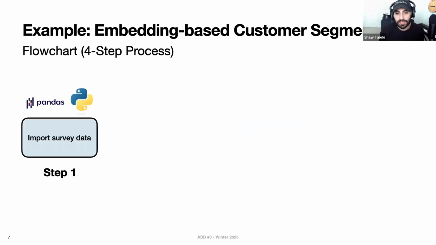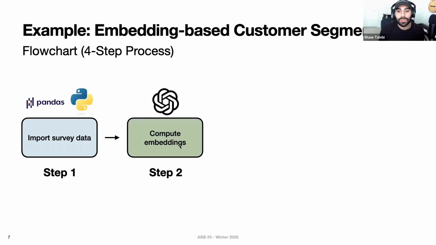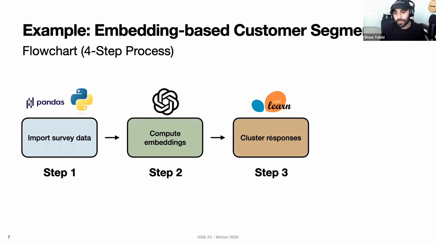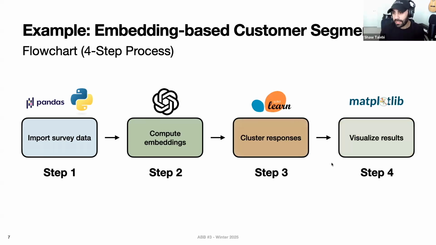That kind of brings us to the solution I'm going to talk about in this talk, which is using these embeddings to do customer segmentation. And this is actually a really simple four-step process. First, we'll import our survey data using Python, and we'll use a library called Pandas to do that. We'll use OpenAI's API to compute embeddings, so to do this translation from text into numbers. Then we'll use scikit-learn to cluster the responses. And then finally, we can visualize the results and see the clusters.